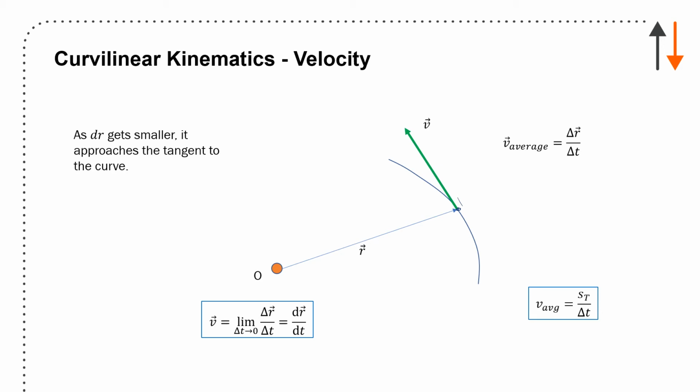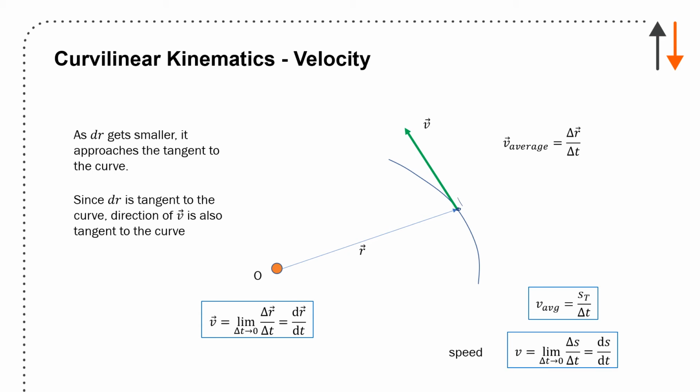The average velocity or speed is just going to be the displacement of the particle along that path over some delta t, and that's useful for reference when we talk about speed. dr is tangent to the curve, and the direction of v is also tangent to the curve. So as you get smaller and smaller values, you get to smaller and smaller limits. If you want the instantaneous speed, you do the same thing as before: you take the limit as delta t approaches 0 of delta s over delta t, and you get ds/dt.